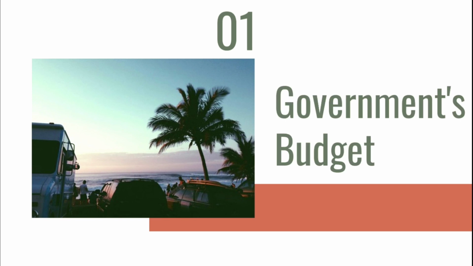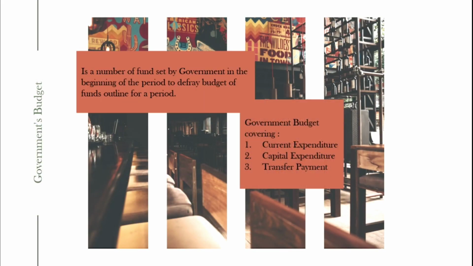Government budget is a number of funds set by government at the beginning of the period, a budget of funds outlined for a period. The government budget covers current expenditures, capital expenditures, and transfer payments.